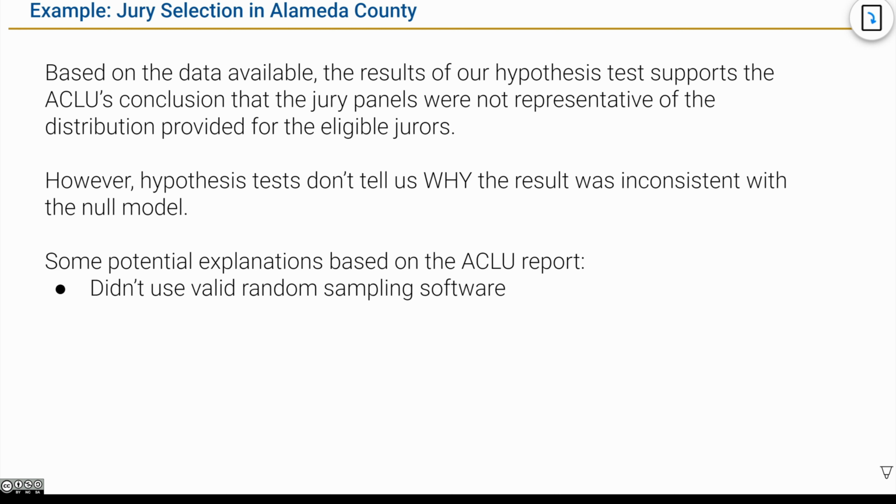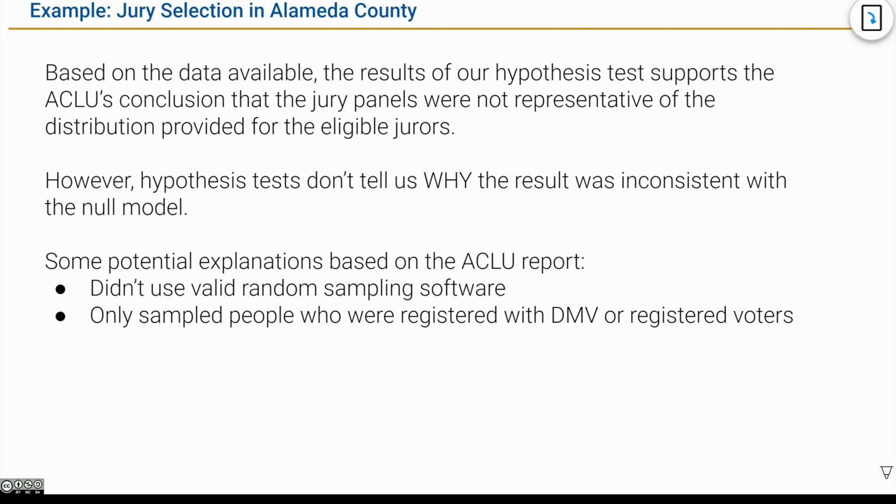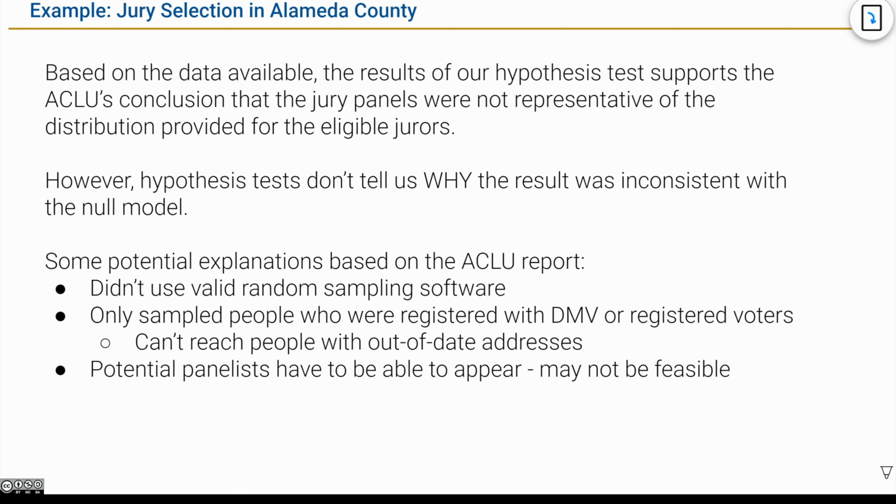The first is that the county wasn't actually using a very great random sampling software. And so it's quite possible that when they were trying to do a random sample from eligible jurors, it really wasn't so random. The second is that their sampling frame consisted of people who were registered with the DMV or registered voters. And so that eliminates people that they can't reach due to out-of-date addresses, or people who are not registered with the DMV or a registered voter. You might still have eligible jurors that don't fit that description.